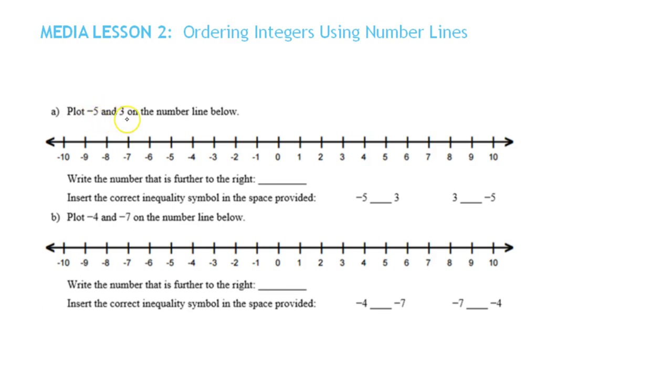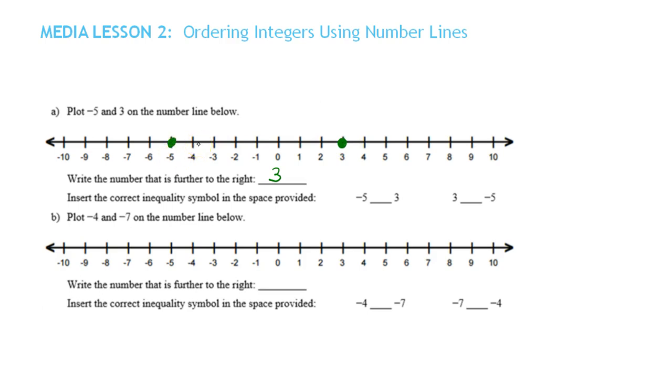Plot -5 and 3 on the number line below. So notice this is already labeled for us. So I'll start by plotting -5 and 3, +3 is over here. Now it asks, write the number that is further to the right. Well, relative to each other, 3 is to the right of -5. Now we're asked to insert the correct inequality symbol in the space provided. Well, since 3 is to the right of -5, 3 is greater than -5, -5 is less than 3.